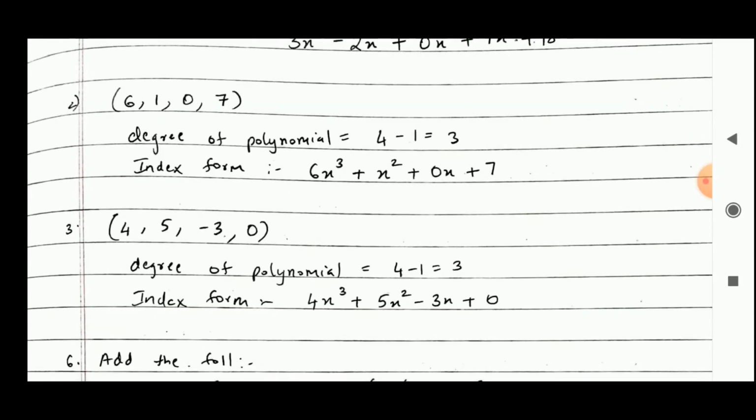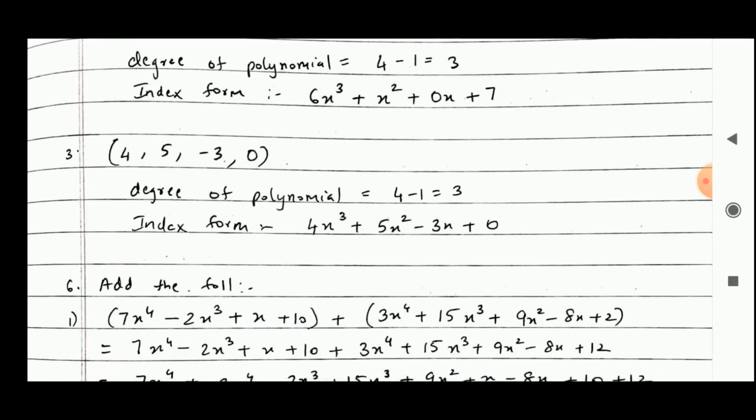Now again 4, 5, minus 3, 0. So 4 coefficients are there. So the degree will be 4 minus 1 equal to 3. So the index form will be 4x cube plus 5x square minus 3x plus 0.